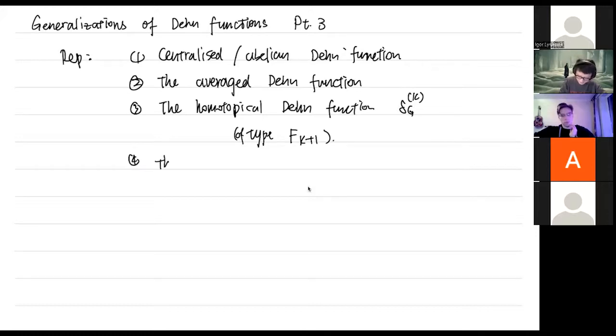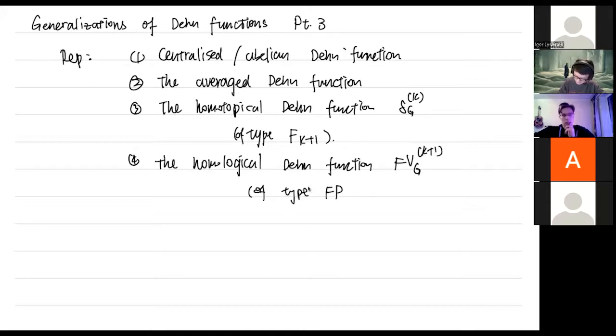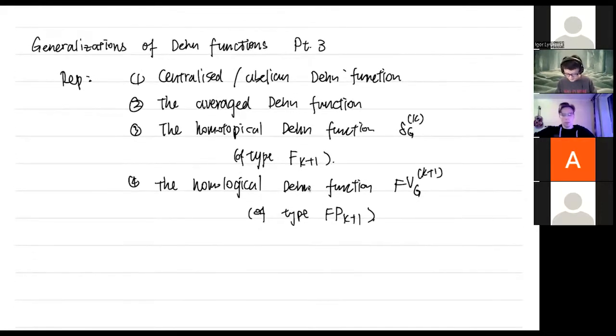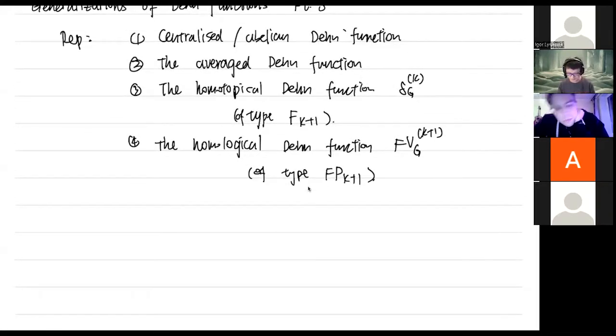Finally, is the homological Dehn function, sorry, which is somehow called the filling volume function, defined for groups of type FP k plus 1. If k is 1, it gives the upper bound for the abelian Dehn function. So the abelian Dehn function is also a simplification of this homological Dehn function. Anyway, that's basically what we did until now.